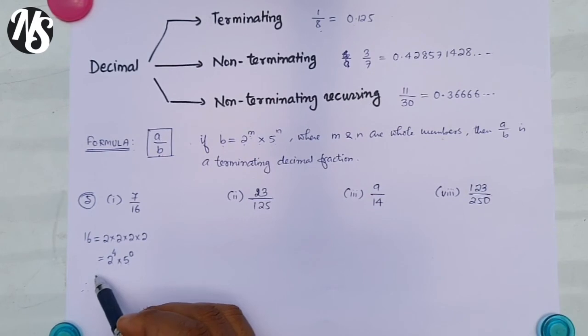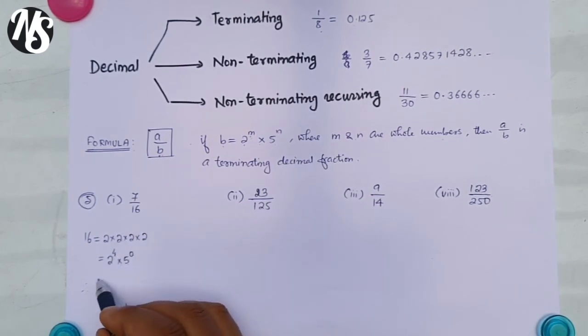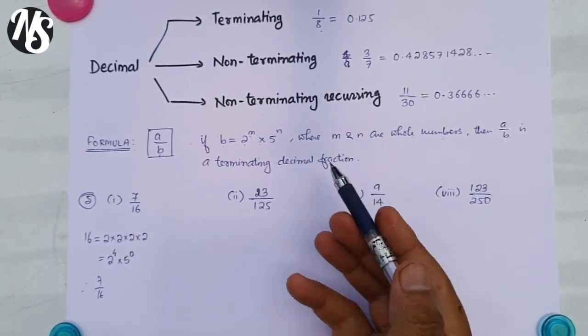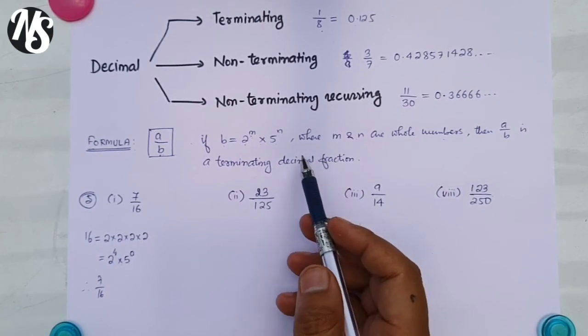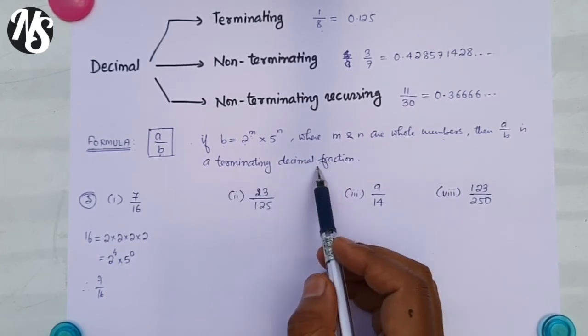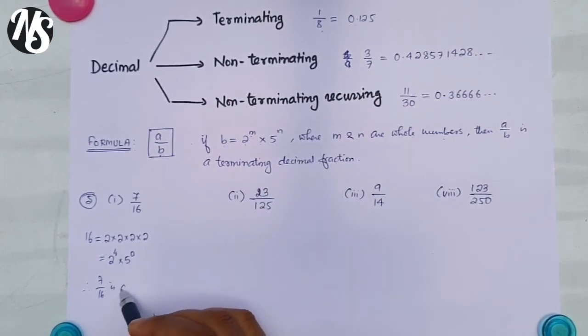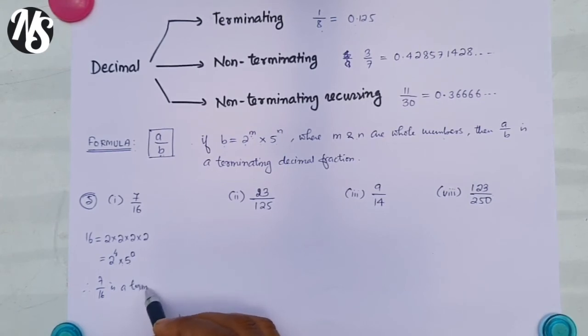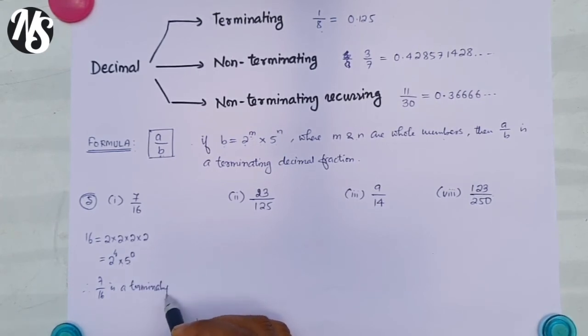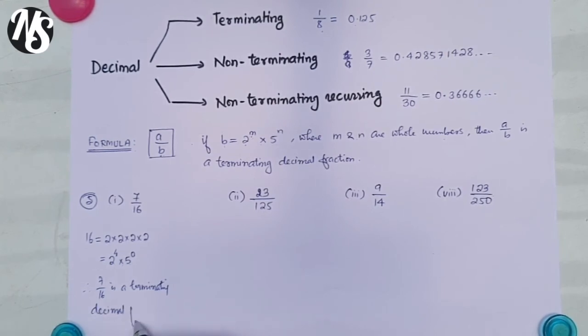So that's why we say that 7 by 16 is a terminating decimal fraction. That's how we need to do this kind of sum.